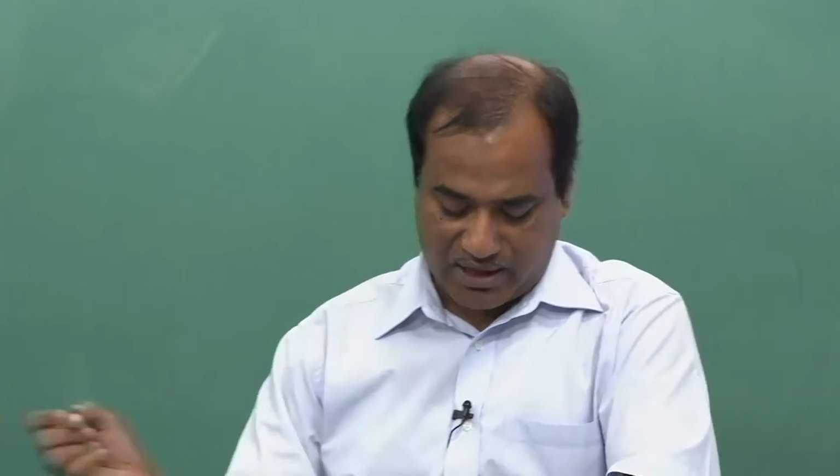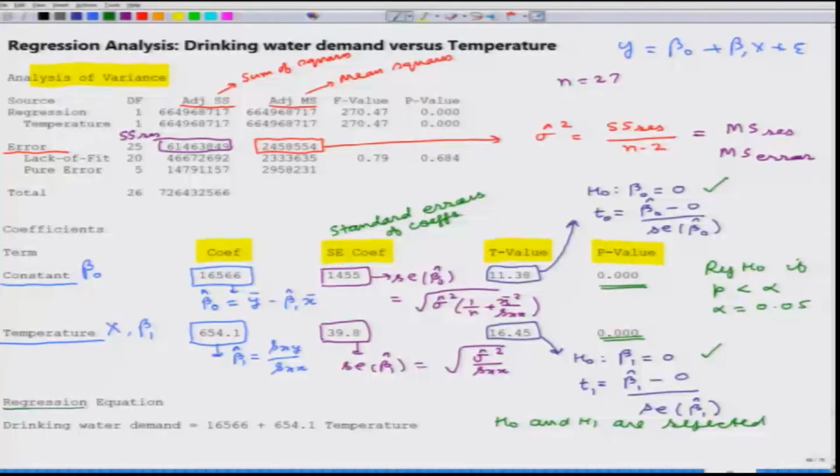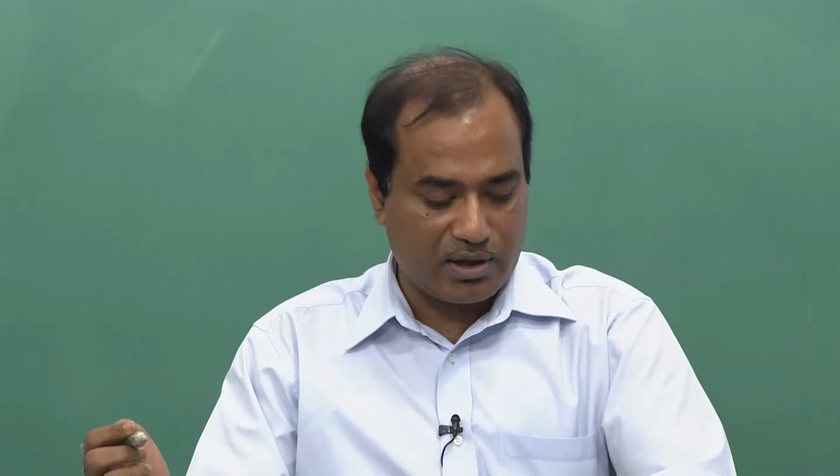Right. Now, at the end you will see that we have here a regression equation, and this regression equation has been obtained based on the coefficients which were obtained earlier. So, drinking water demand, that is y, is equal to beta naught hat, and this is beta 1 hat which we have obtained here, times x. Right. So, you can see here this value is coming from here and this value is coming from here. So, based on that, now we have obtained a fitted linear regression model.